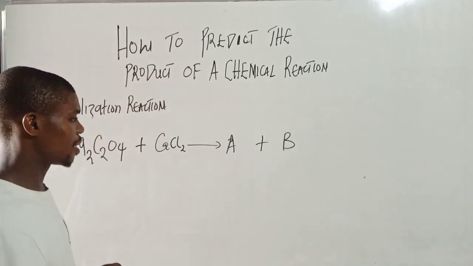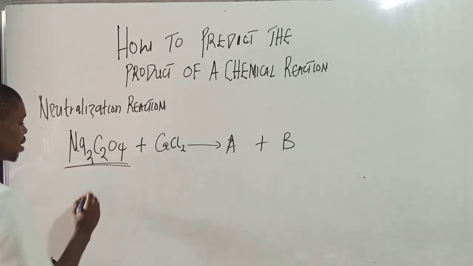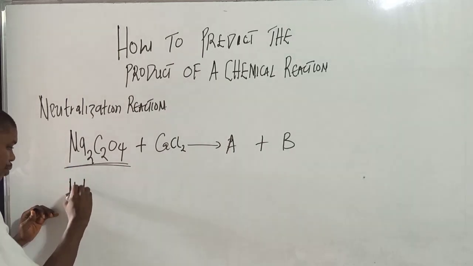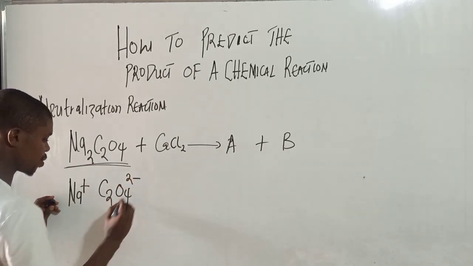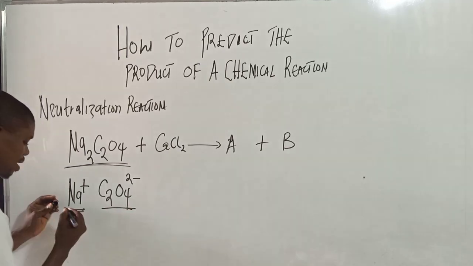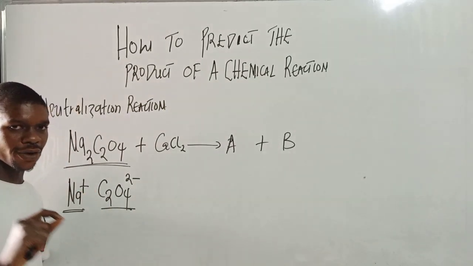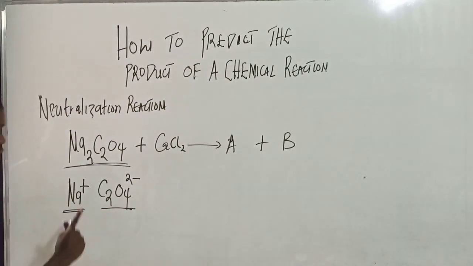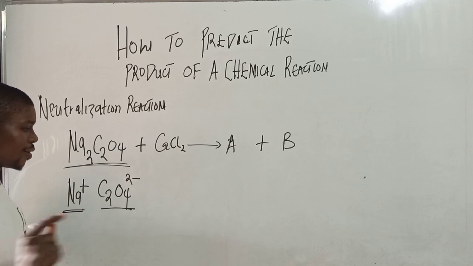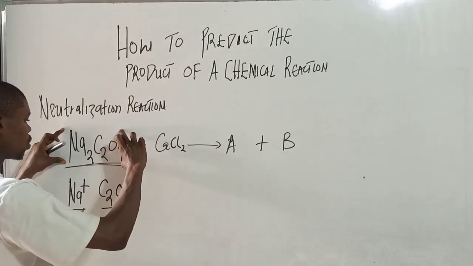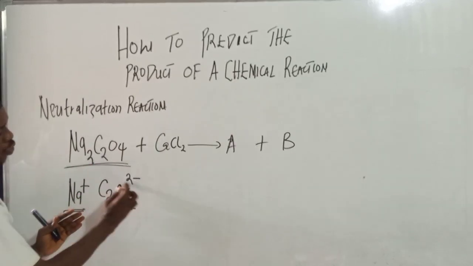So I believe you have done that. So let's work through the reaction here. Now, this one here is divided into 2. Here we have Na plus right there, then C2O4 2 minus. So that is why you need to understand those polyatomic ions. It's very important for you to know them. So here we have sodium ion, here we have oxalate ion. So sodium oxalate is divided into sodium and oxalate ion. Oxalate ion is 2 minus.